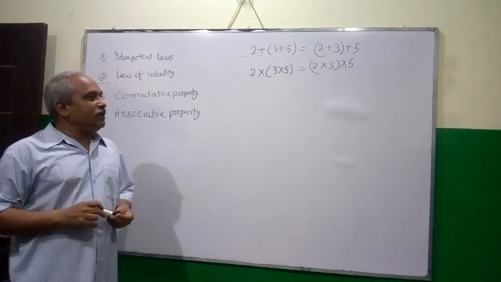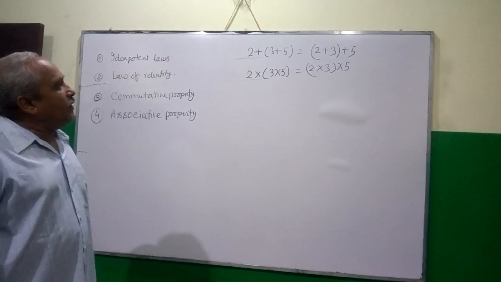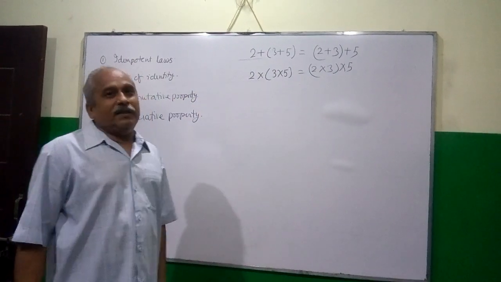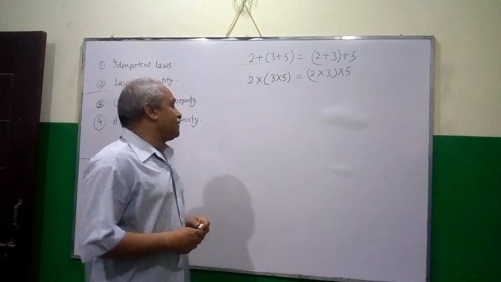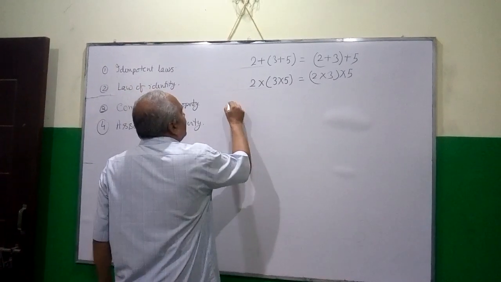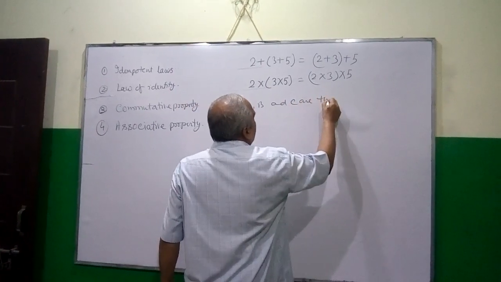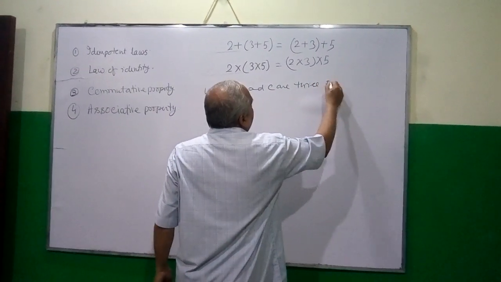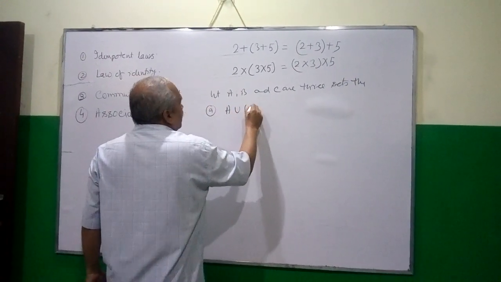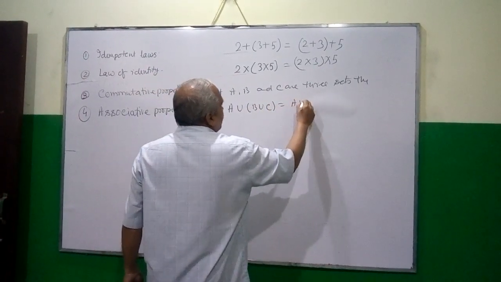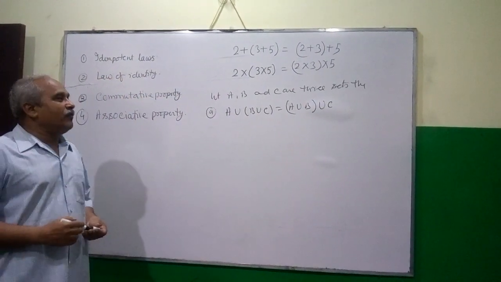No, it is the associative property of multiplication. Now we replace the numbers by the sets and the operations by union and intersection. For example, let A, B and C be 3 sets. Then (A union B) union C equals A union (B union C). It is the associative property of union.